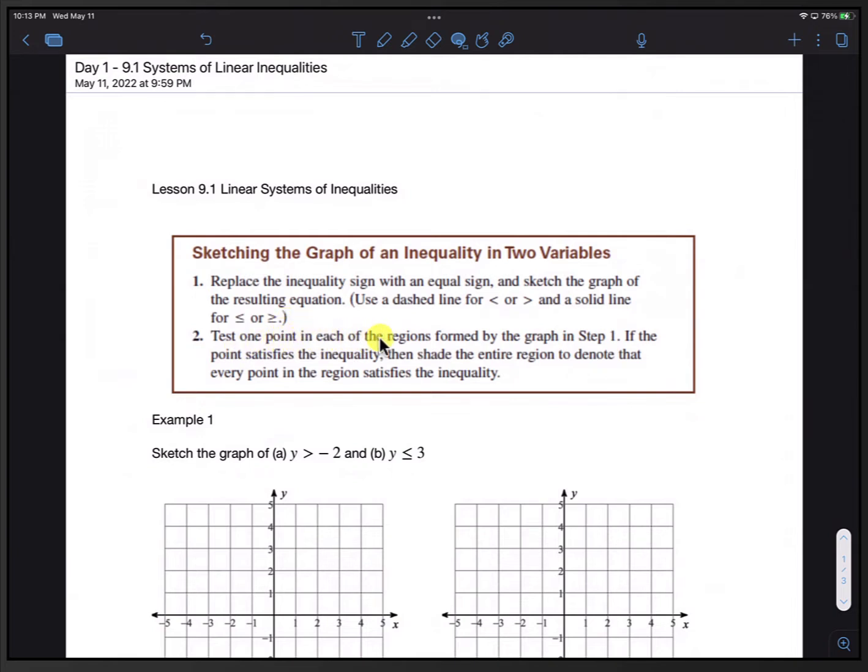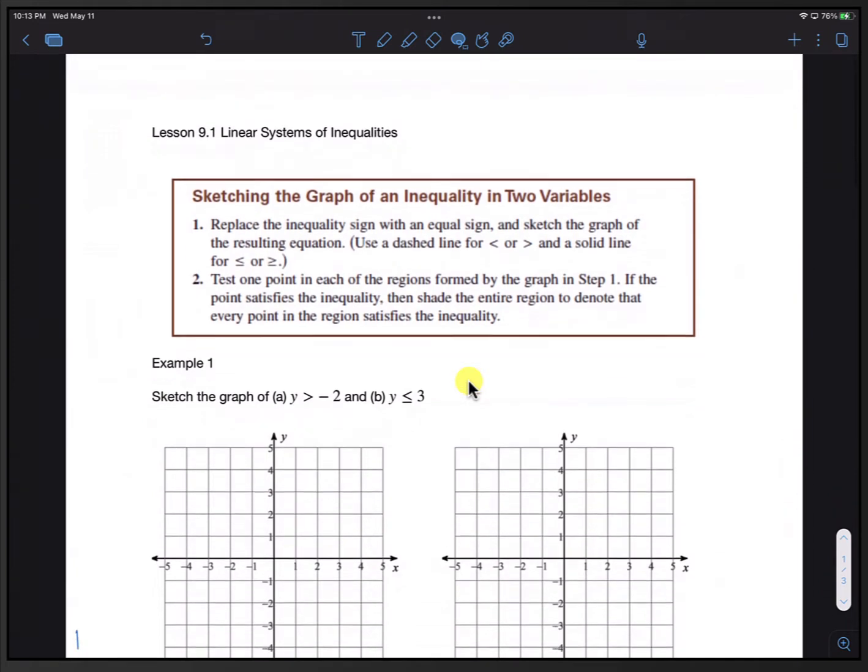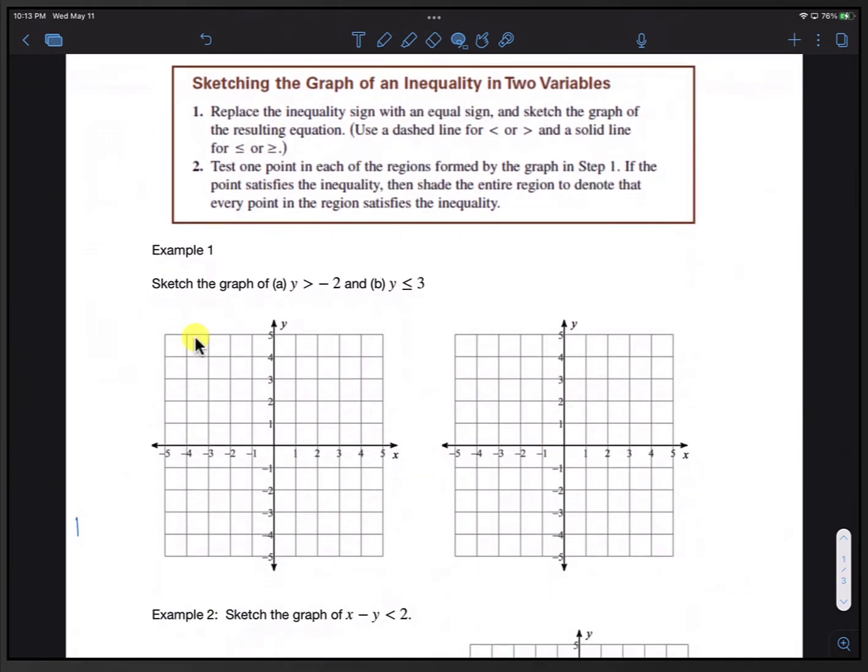Then you'll test one point in each of the regions formed by the graph in step 1. If the point satisfies the inequality, then you shade the entire region to denote that every point in the region satisfies the inequality. All right. So let's put this into action.